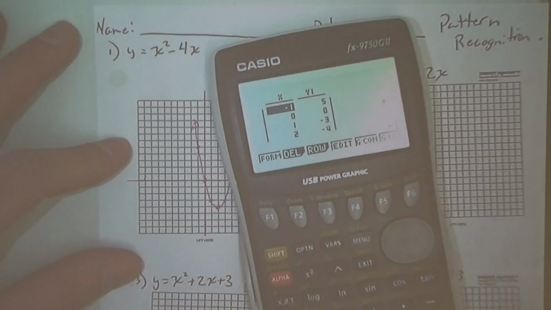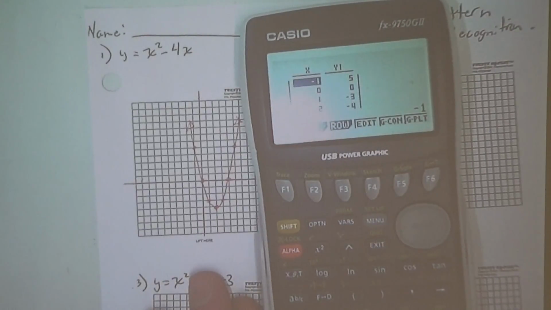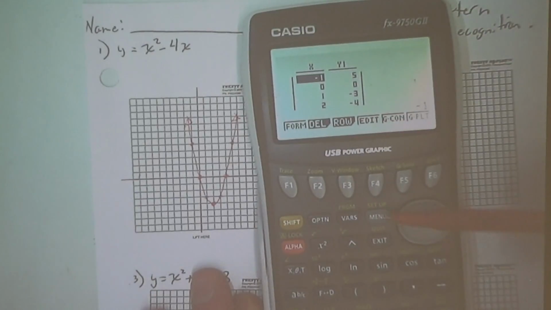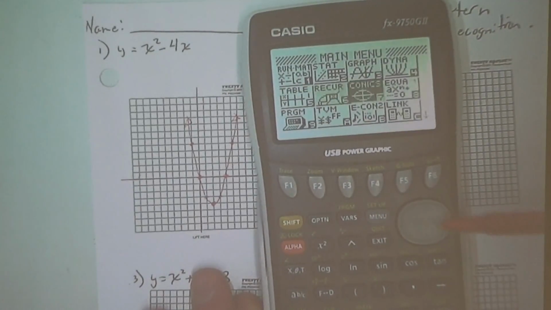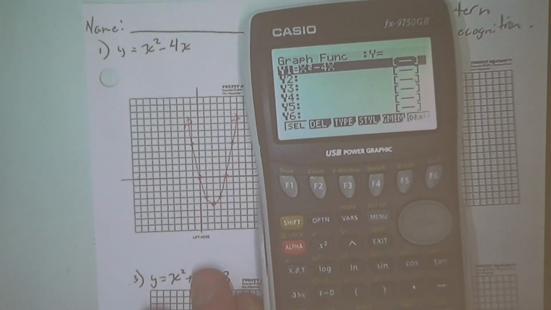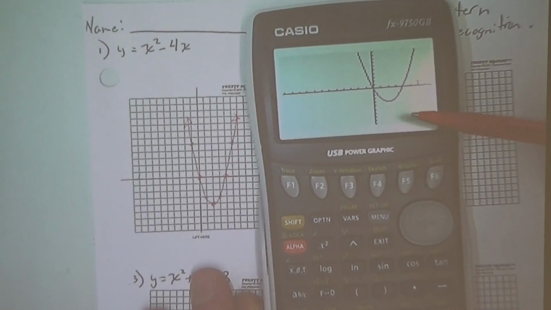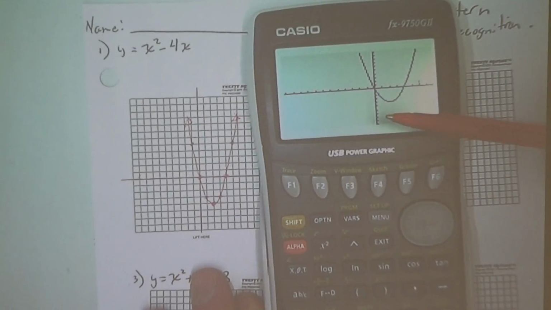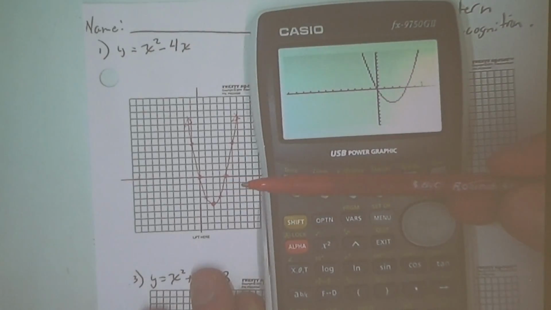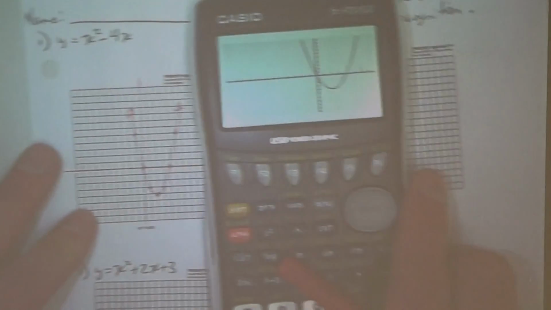I could also go into menu, and I can go into graph, execute, take that same function, execute, there's my parabola. The problem with seeing it like that is we don't know where the points are to graph it here. That's why I like the table. What we can do to look at that is we can trace it.